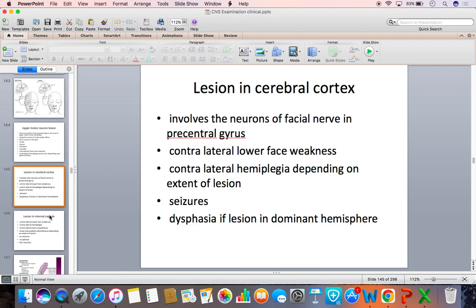If the facial nerve is affected by the lesion in the cerebral cortex, it involves the weakness of the contralateral lower face that we have already understood, and it is associated with seizures. The cortical lesion induces seizures. That is the most important clinical point that you have to remember to diagnose the lesion is in the cortex. And there is associated aphasia if it involves the dominant hemisphere.